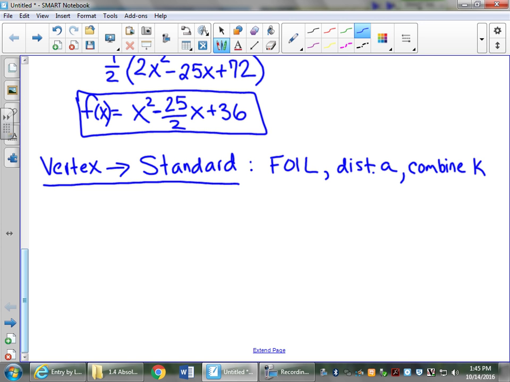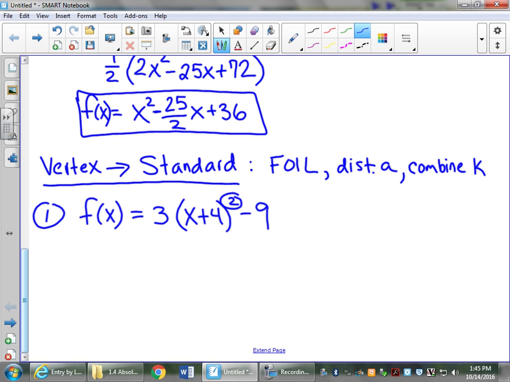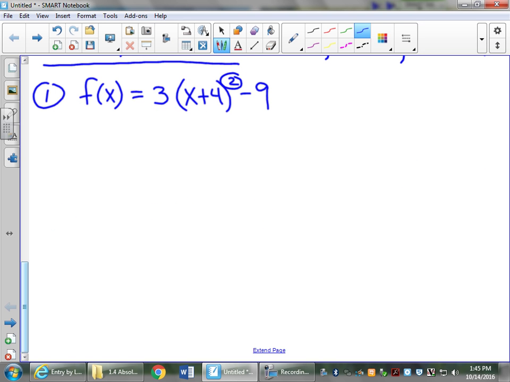That we do last. So for this problem, I have given you f of x equals 3 times the quantity x plus 4 squared minus 9. So you might ask yourself, well, what do I got to FOIL? In this case, we're FOILing the x plus 4. Remember, you cannot distribute exponents, this 2 right here, when there's addition and subtraction. Major math no. So I'm going to focus on the x plus 4 squared.